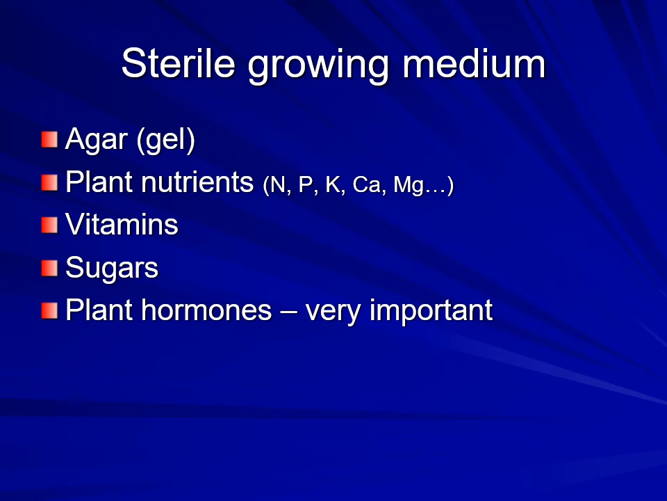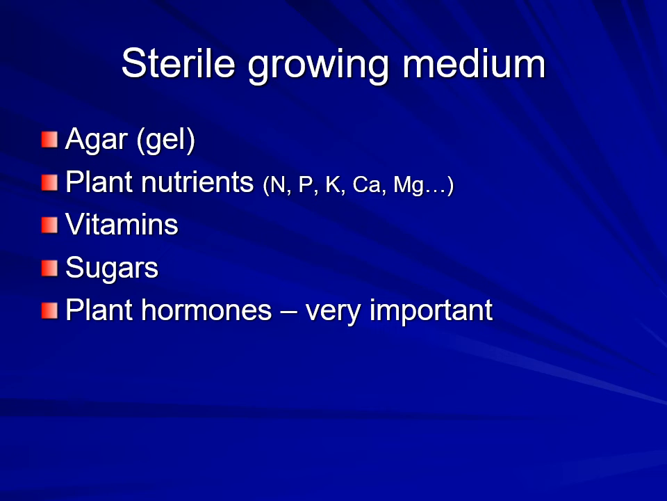Looking at the growing mediums for tissue culture, it all starts with a gel, typically a base. It's a lot like Jello. It's natural for the most part. And then we have all our typical fertilizer components: nitrogen, phosphorus, potassium, calcium, all the way down, micronutrients, macronutrients.